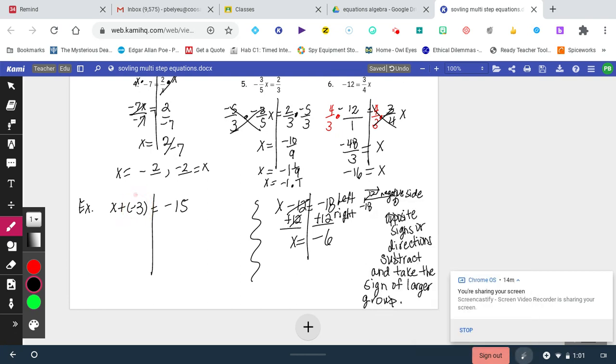Well, how do you get rid of 3 negatives? Well, you want to add 3 positives. So when you have plus negative, don't worry about the plus. Just get rid of the number inside of parentheses if there's a plus sign in the middle. These are going to cancel, so this x equals negative 12.